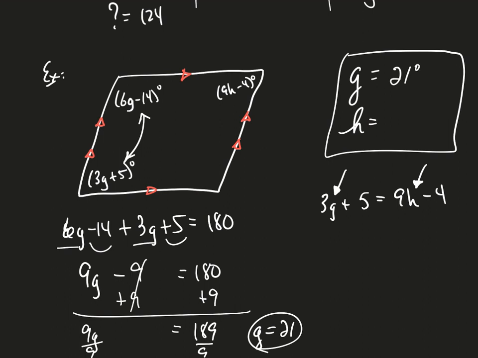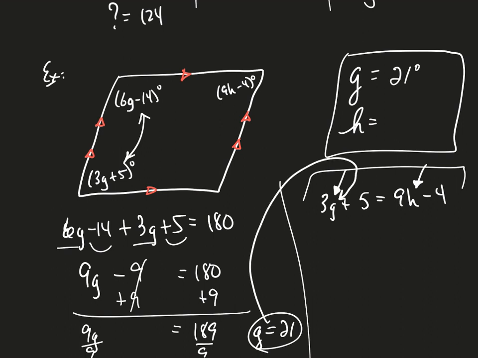Now to get H, we'd have to somehow figure that out. Even though it didn't do us any good to start with the equation we began with, 3G plus 5 equals 9H minus 4, because we couldn't solve it right off the bat, now that I know G is 21, if I replace G with 21, please notice how many variables are left in the equation now. Just one. The only variable left is H, which means I can solve it.